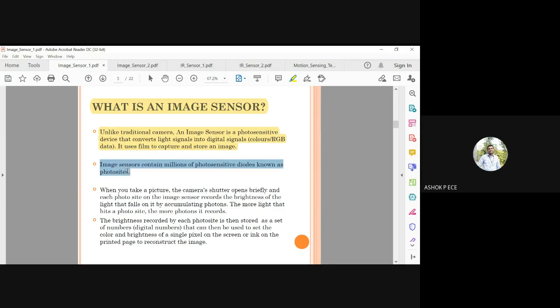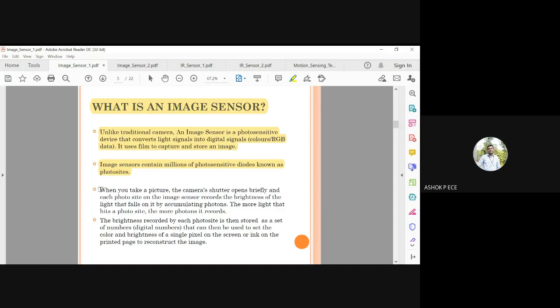So image sensors contain millions of photosensitive diodes known as photosites. They consist of a lot of sensors which are very sensitive to light. They capture the information in light using devices called photosites. So when you take a picture, the camera shutter opens briefly and each photosite on the image sensor records the brightness of the light that falls on it by accumulating photons. So you know how a camera is going to operate.